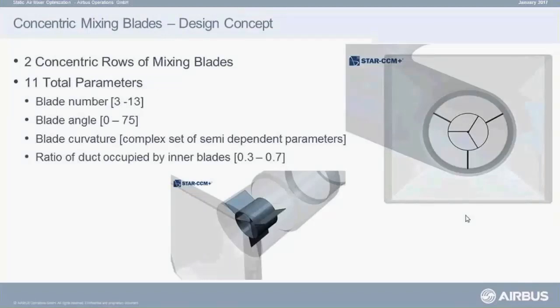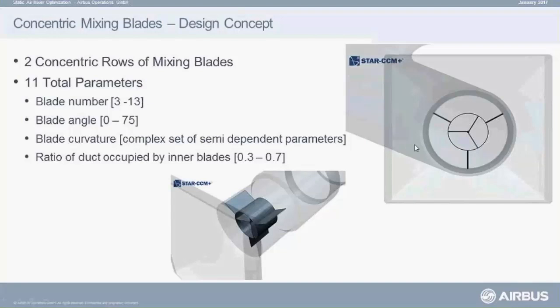So what we finally came up with was a geometry like this. There were two concentric rows of mixing plates. So we have an inner mixer here, consisting of 3 plates in this first geometry, and the outer ring here also with 3 plates. Then in total 11 parameters. So it's a considerably larger number than we had before.